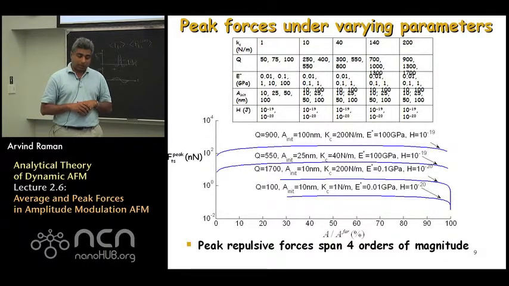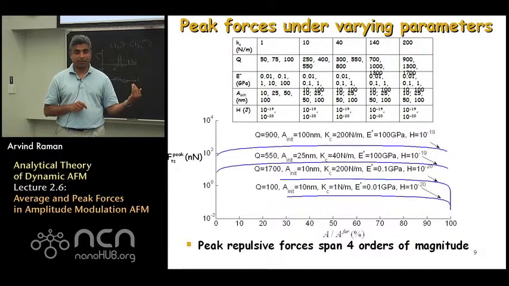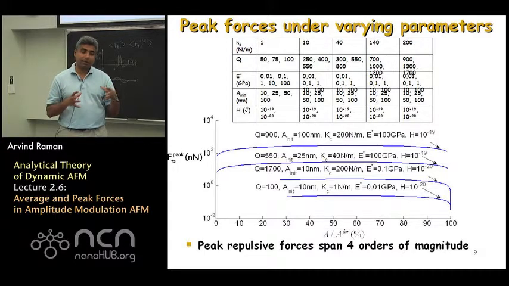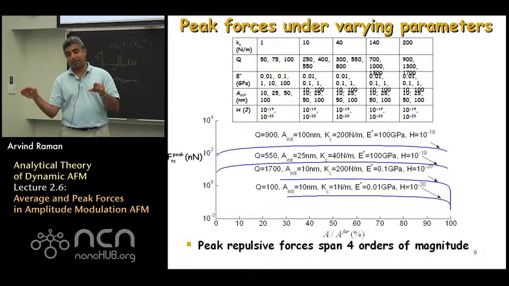The y-axis is plotted on a log scale, but what you notice is something very, very interesting. One notices that the peak forces tend to increase, reach a maximum value at some intermediate set point ratio, and then they decrease again. This is very different compared to what was predicted for the average forces. Remember, the average force equation suggested that as the set point amplitude decreases, the average force just keeps on increasing. In this case, on the other hand, it's very clear we get a very interesting regime where the peak forces increase as you reduce set point, reach a maximum value, and then they start decreasing.